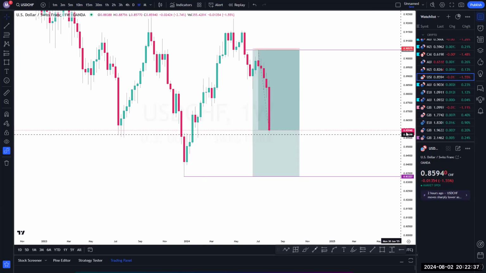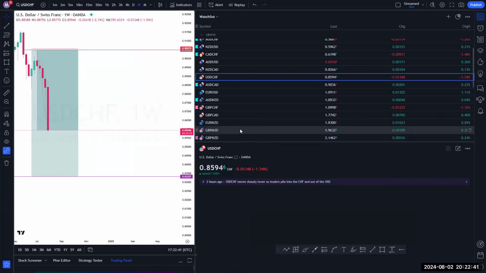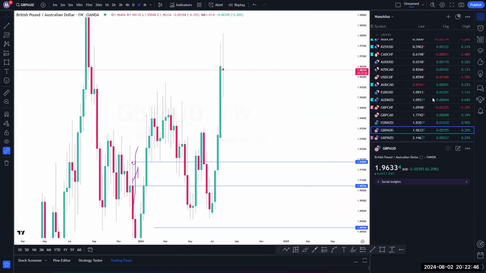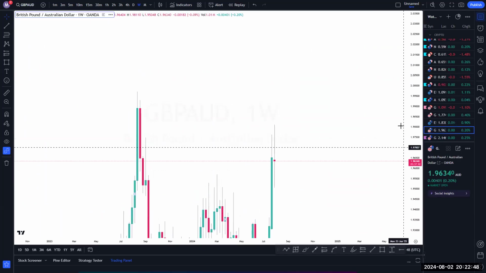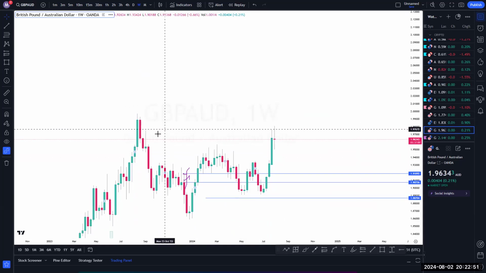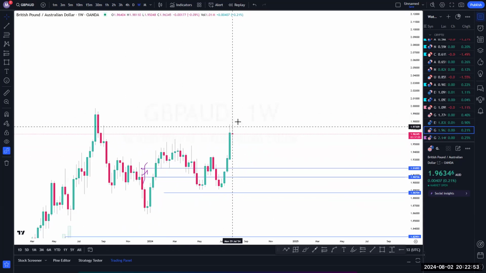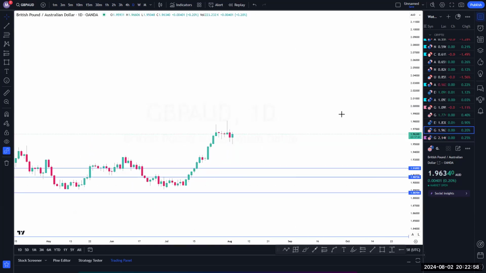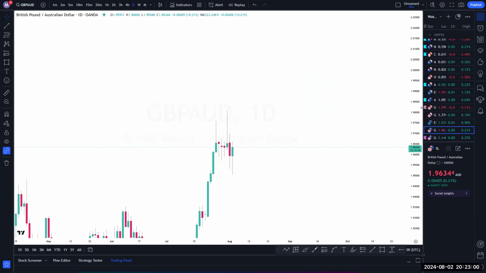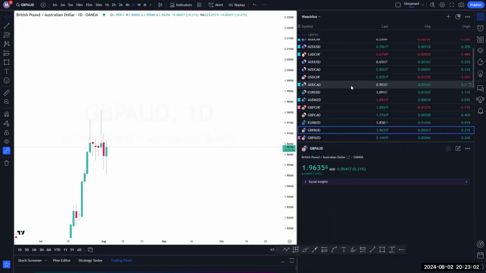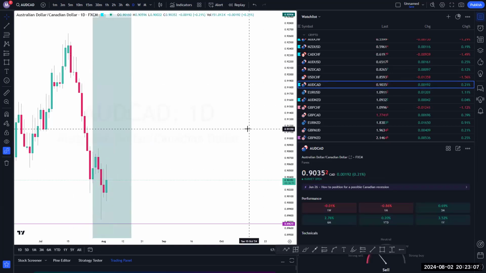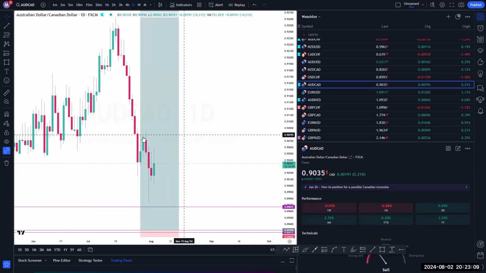So yes, let's check on GBP CHF. Even if you use GBP AUD or AUD pairs, that's the same thing that you're going to be getting. So here, this GBP AUD sold, this sell. Let's go and check it on the daily time frame. It sold. So let's see how Euro AUD or AUD card was moving. It also sold from this area.